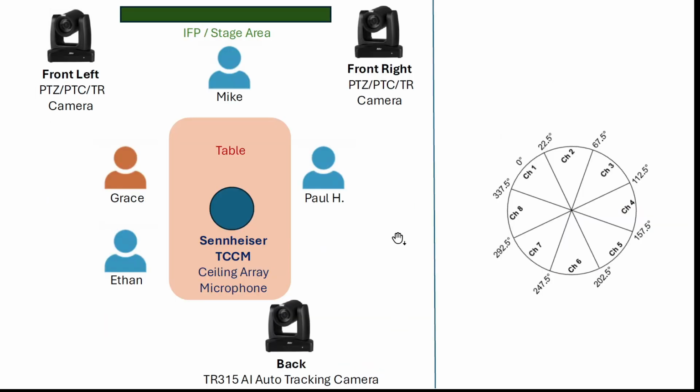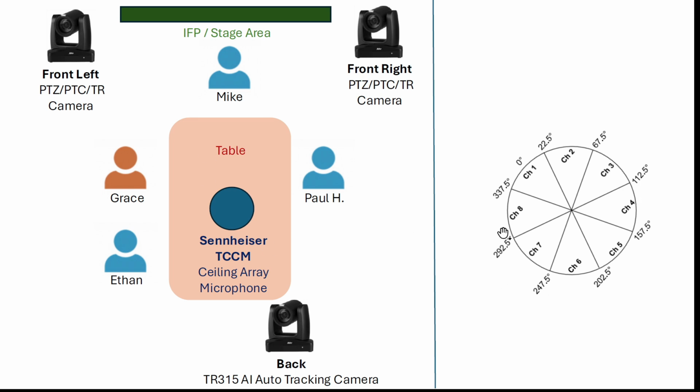Let's take a look at this bird's eye view for the room setup. Here we have Paul, Mike, Grace, and Ethan as participants. 1 Sennheiser TCCM is installed on the ceiling, and 2 AVer cameras are in the front right and front left to capture the different participants. Then we have a back camera, which is the TR315 AI auto tracking camera, to capture the mic, but it can also enable AI human tracking, presenter tracking.